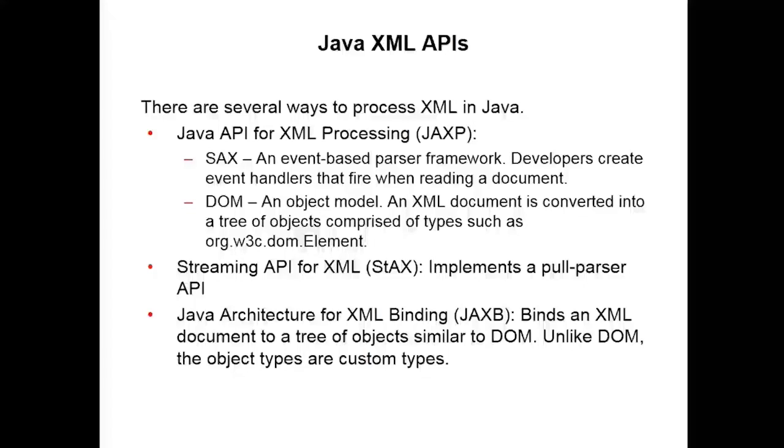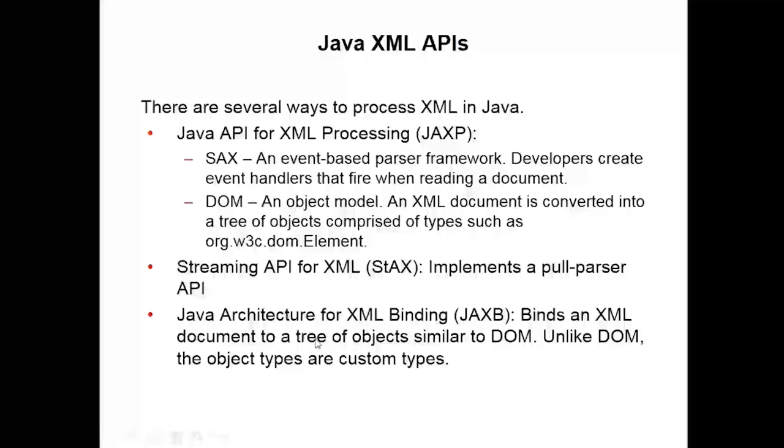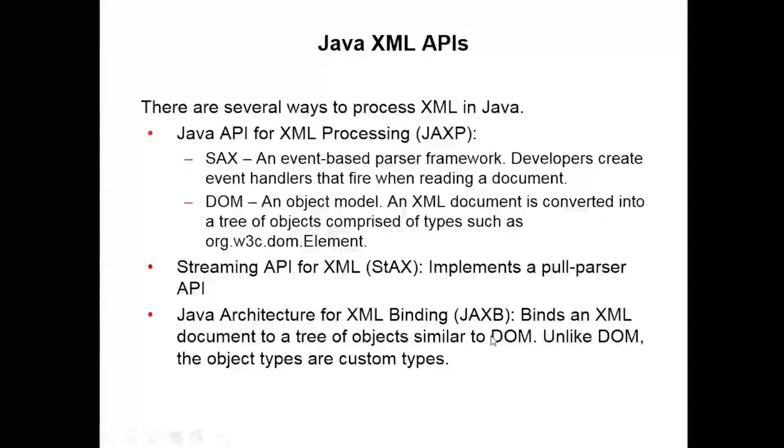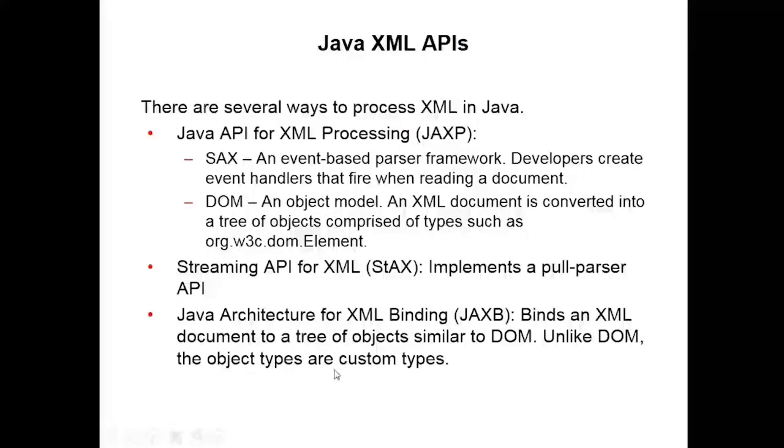Fine. So we are not talking about SAX and DOM. It was earlier. Now, when it came into web services, we are going to use JAXB, Java Architecture for XML Binding. Sometimes we use the term Java API for XML Binding. So it binds an XML document with a tree of objects similar to DOM. Unlike DOM, the object types are custom types.